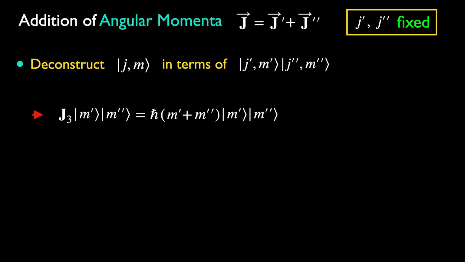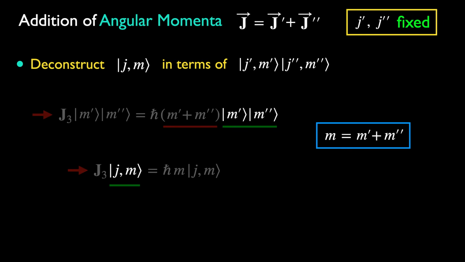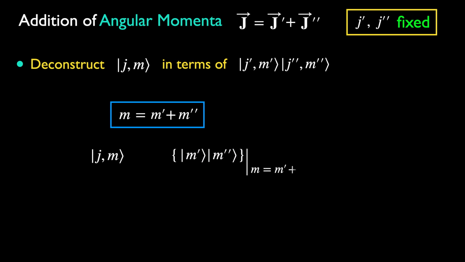They are just the eigenstates of J3 with quantum numbers that are just the sum of m prime and m double prime. So are the total angular momentum states Jm. So if we are to construct these states in terms of the product states, we will need to impose this condition. Out of the entire set of states that satisfy this condition must come Jm.